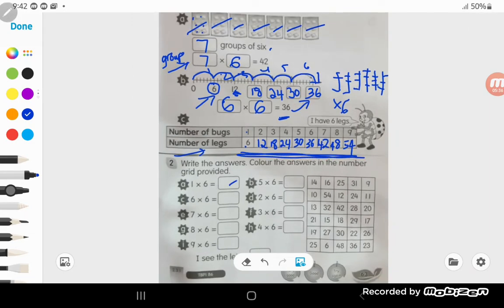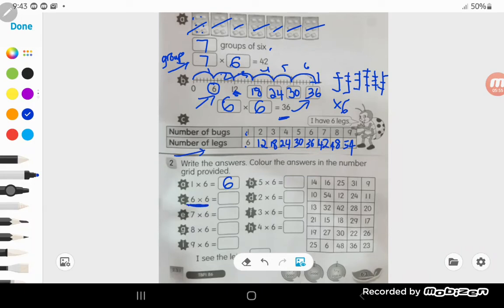From here, you write your number here. You write your number, but you need to look at what the number is. Don't simply write your answer. For example, 1 times 6. 1 times 6 is 6.